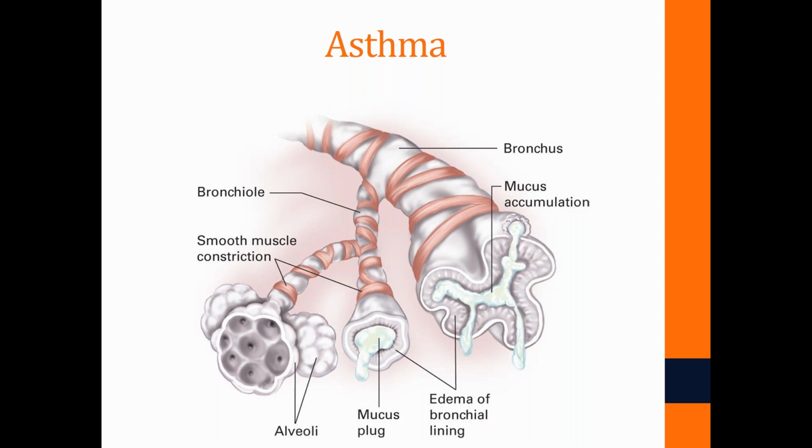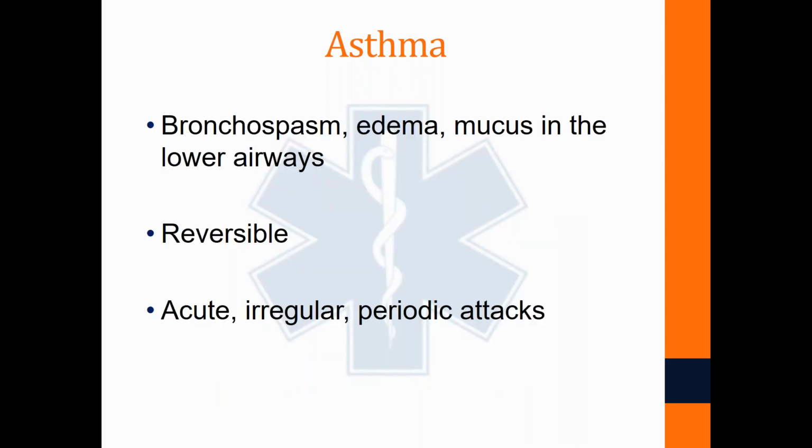They won't be available. We'll have that bronchospasm, edema, mucus in the lower airways, and these are generally acute things that happen irregularly or periodically. Most patients that have asthma know what is going to trigger them to have an asthma attack, and we can fix this. You guys can assist your patient with their albuterol inhaler. Follow the recommended dosing. Generally, it's probably 2 puffs every 4 to 6 hours as needed.